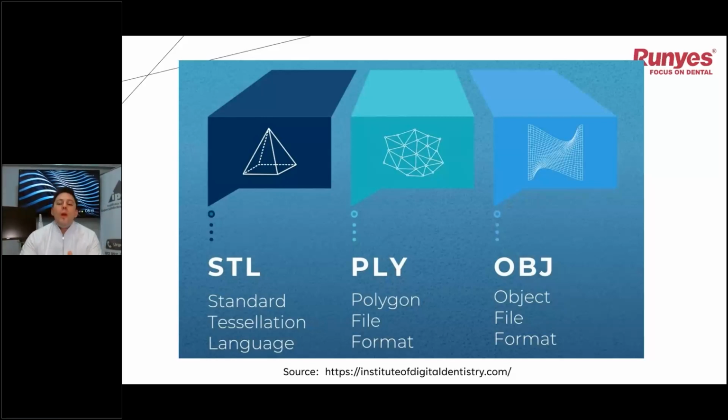And then we have the OBJ file, which is the object file format, which is a heavier file, but it's more accurate. Why? Because it has more points. It creates a mesh, but it's a little bit heavier, and not all of the software can use it or has the option of using this kind of file.